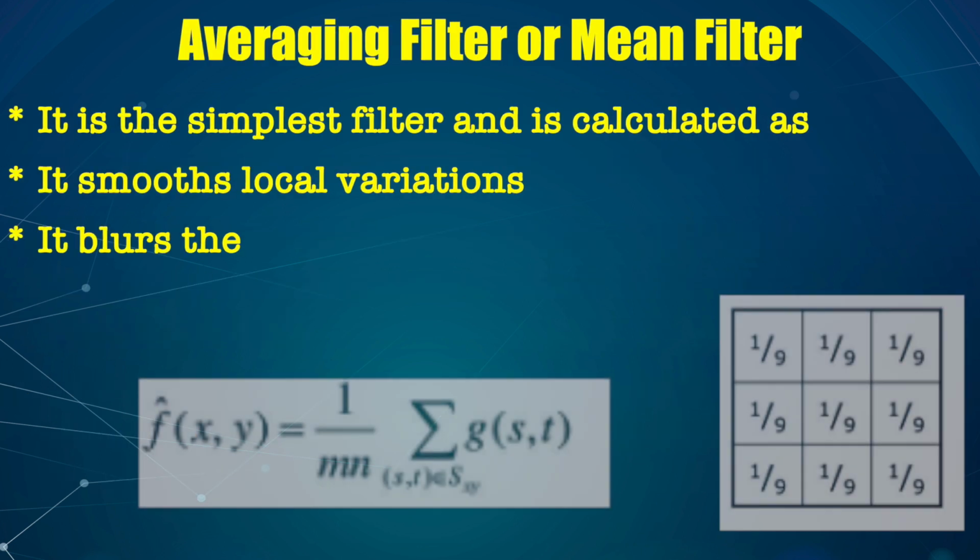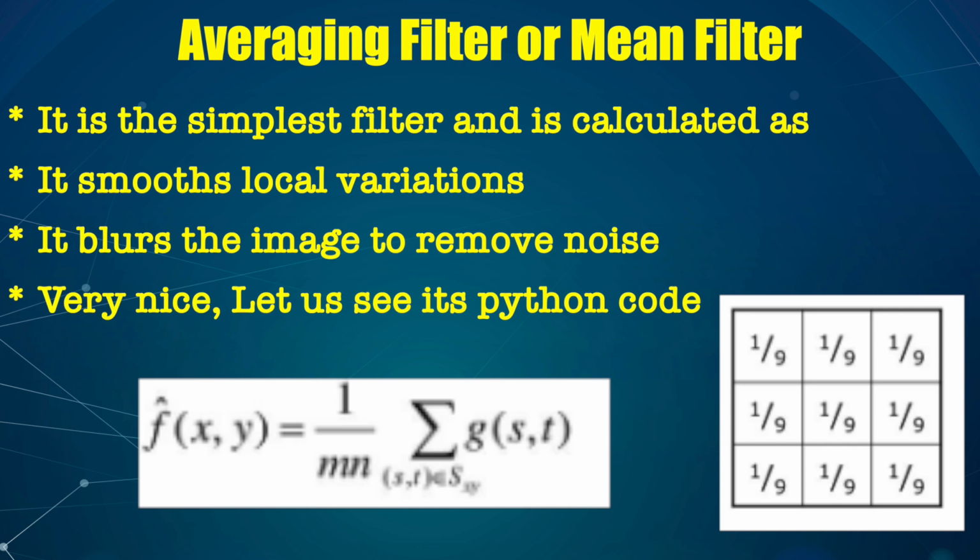The equation for the averaging filter is f(x,y) = 1/(mn) summation g(s,t). Here mn is the size of the filter, and if I take a 3 by 3 filter, then all 3 cross 3 values can be given 1, and because the total number of values is 9, we have to divide by 9.